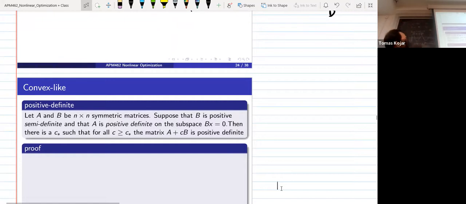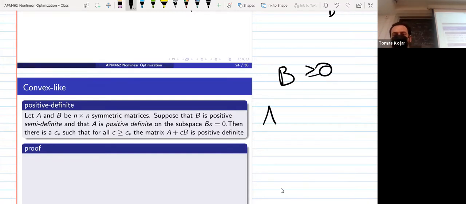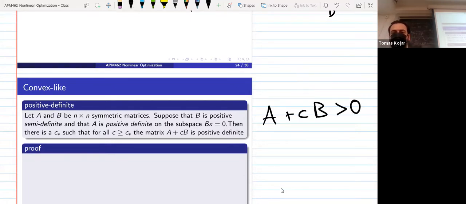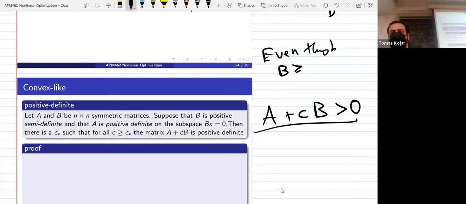And we're going to prove the following beautiful fact, that even though B is non-negative, A plus CB is strictly positive, which is beautiful. So even though B can be 0, we have a positive definite. And you need this. You need positive definite to apply KKT.